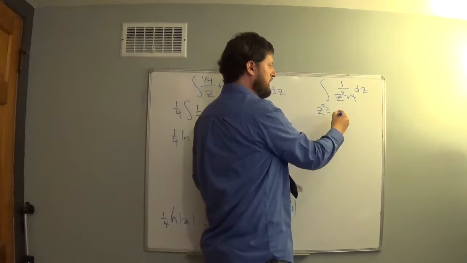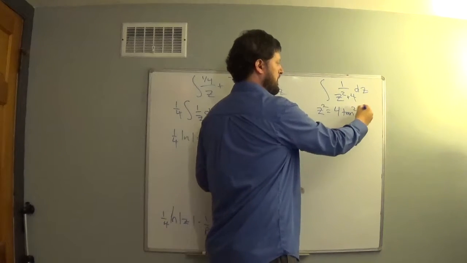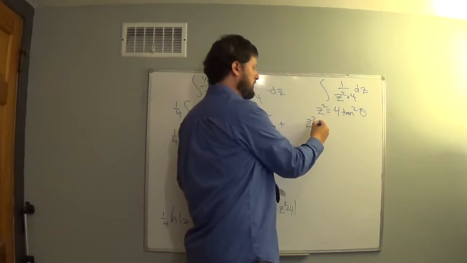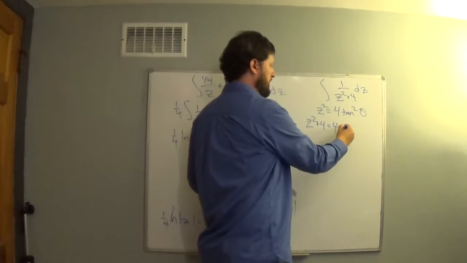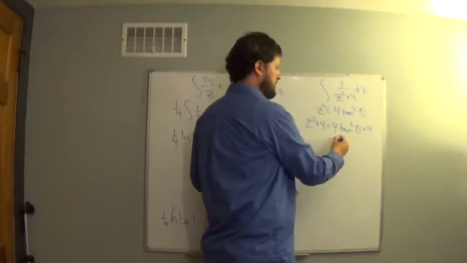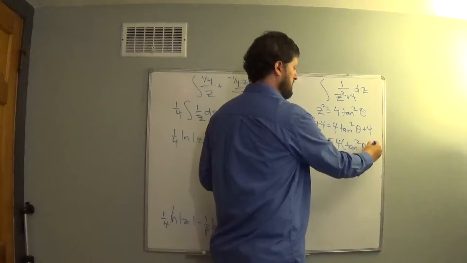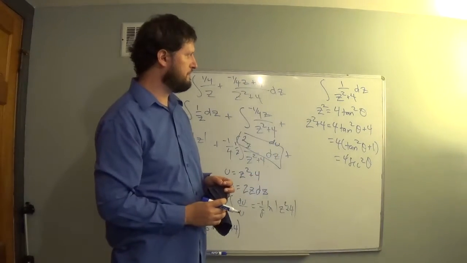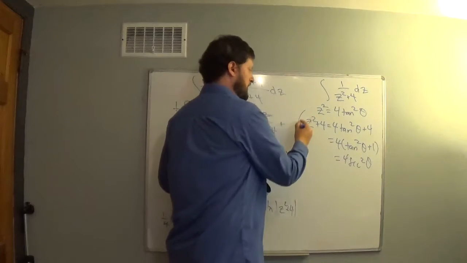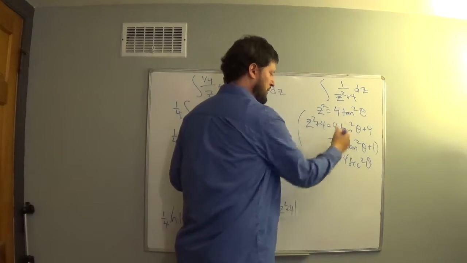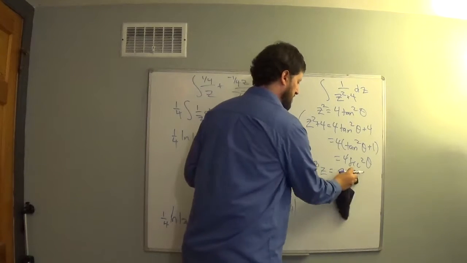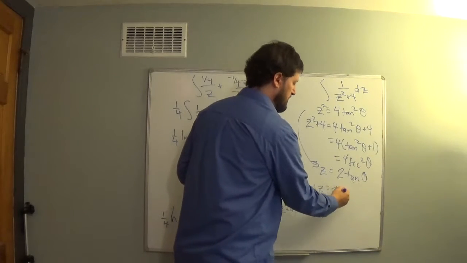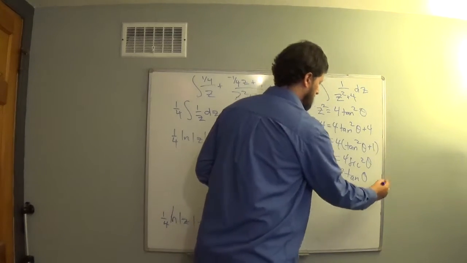I want z squared to be 4 tan squared theta. So that z squared plus 4 is 4 tan squared theta plus 4, which is 4 times tan squared theta plus 1, which is 4 times secant squared theta, because tan squared theta plus 1 is secant squared. Z is then the square root of that, which is 2 tan theta, and dz is the derivative of that, which will be 2 secant squared theta, d theta.